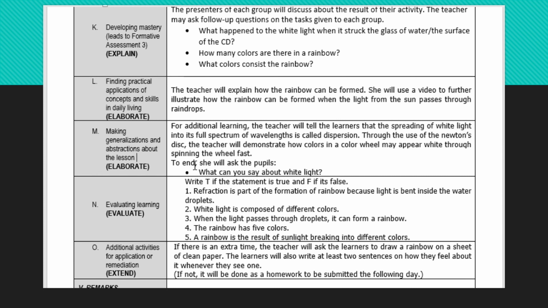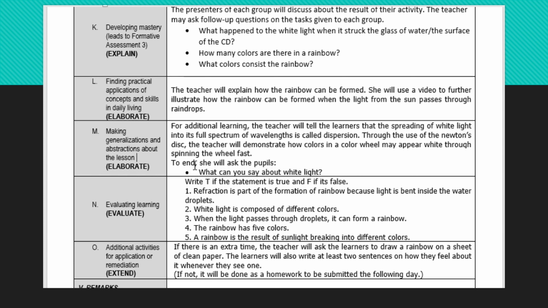So, through the use of the Newton's disk, ang ginawa ko dito pumasok yung realia na sinabi ko sa inyo before. So, nag-prepare ako ng color wheel na inattach ko sa LEC ng electric fan. So, depende po sa inyo paano nyo mapapakita or madedemonstrate yung sarili nyong realia ng Newton's disk. But then, the idea of that is yung color wheel, kapag in-spin mo siya ng mabilis, yung different colors of the color wheel, magdi-disappear siya because of the motion. To end, she will ask the pupils, what can you say about white light?